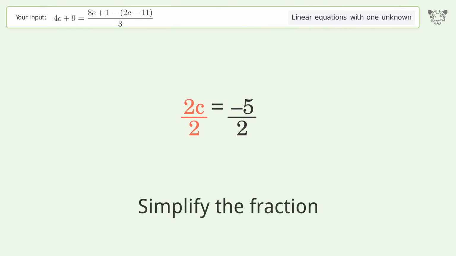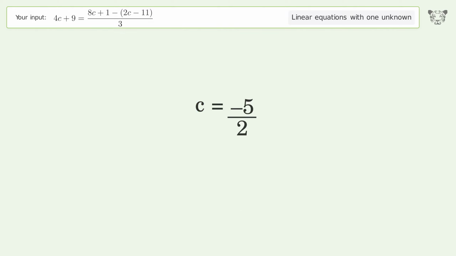Simplify the fraction. And so the final result is c equals -5/2.